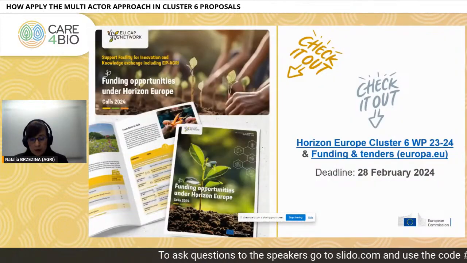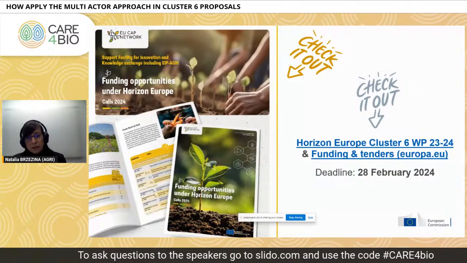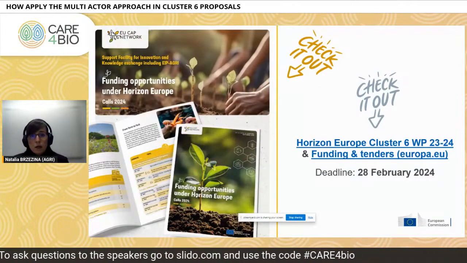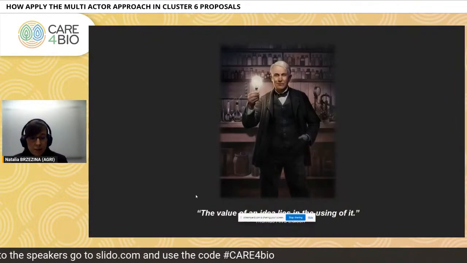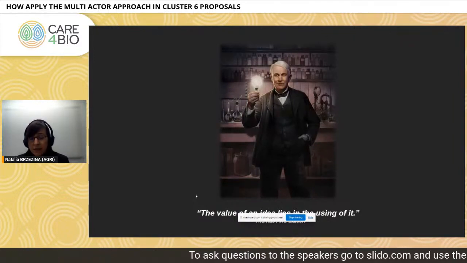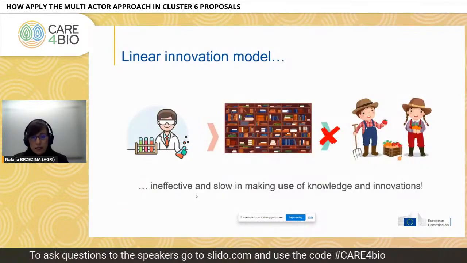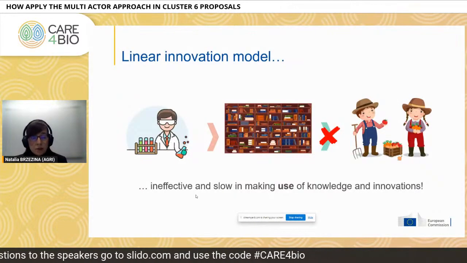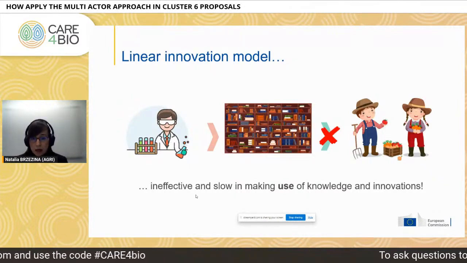But producing knowledge is one thing. And as I said, ACIS is also about using this knowledge. And as Thomas Edison said, the value of an idea, and I would say here also the innovative idea, lies in the using of it. And this is what we would like to do: to support that the knowledge and innovations that are produced are actually used on the ground in practice.